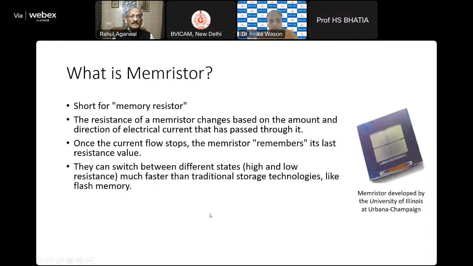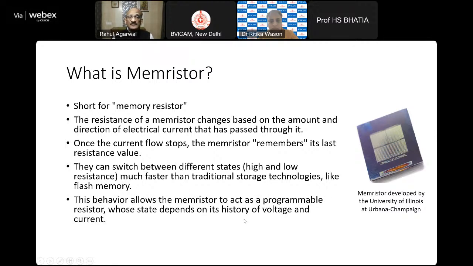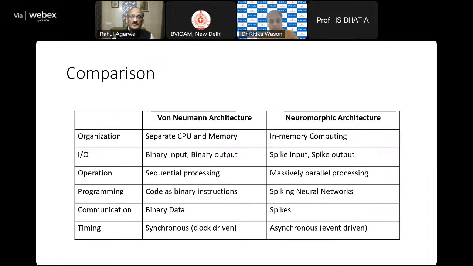So they can switch between different states, high and low, much faster than traditional storage techniques like flash memory. This behavior allows a memristor to act as a programmable resistor whose state depends on its history of voltage and current. And there are different technologies being used to build memristors. So this is the third technology which is used in terms of building neuromorphic computers.